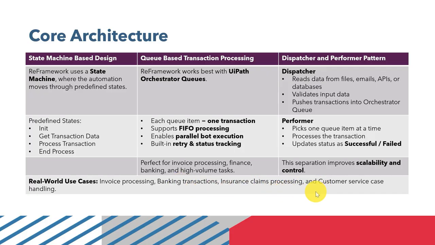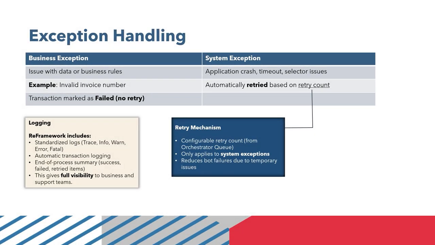customer service case handling. And finally, we have the exception handling mechanism, which is already taken care of by RE framework. It handles both business exception as well as system exception, ensuring the automation runs reliably and recovers from the errors smoothly. In business exception, that includes the issue with the data or business rules, whereas in system exception, that includes issues like application crash, timeout, and selector issues.